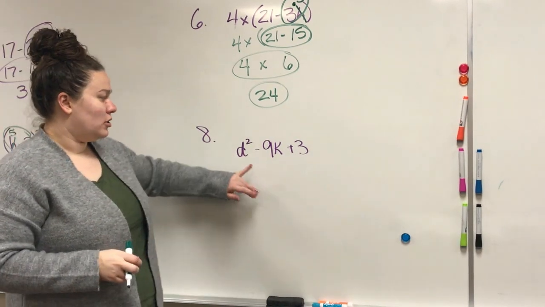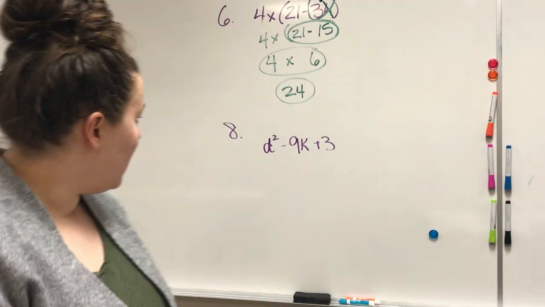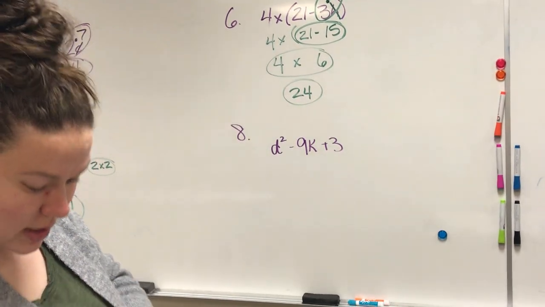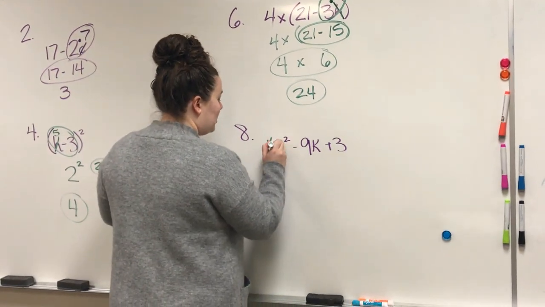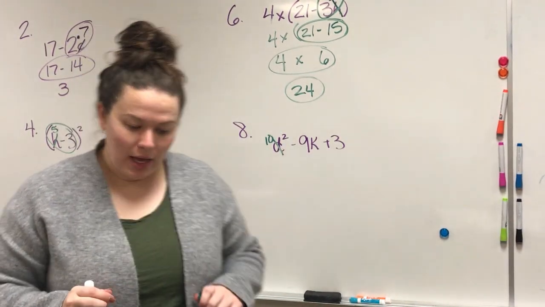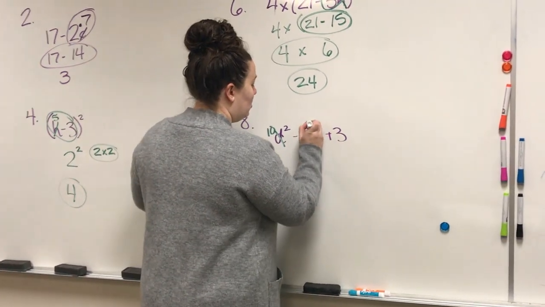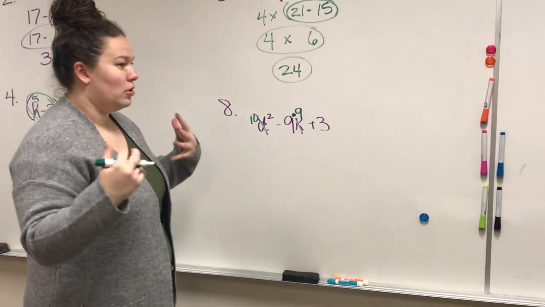Number 8, you actually have 2 letters. It says that D is equal to 10. I'm going to cross this out and I'm going to put a 10. And it said K is equal to 9, times 9. Okay, we're going to do PEMDAS.